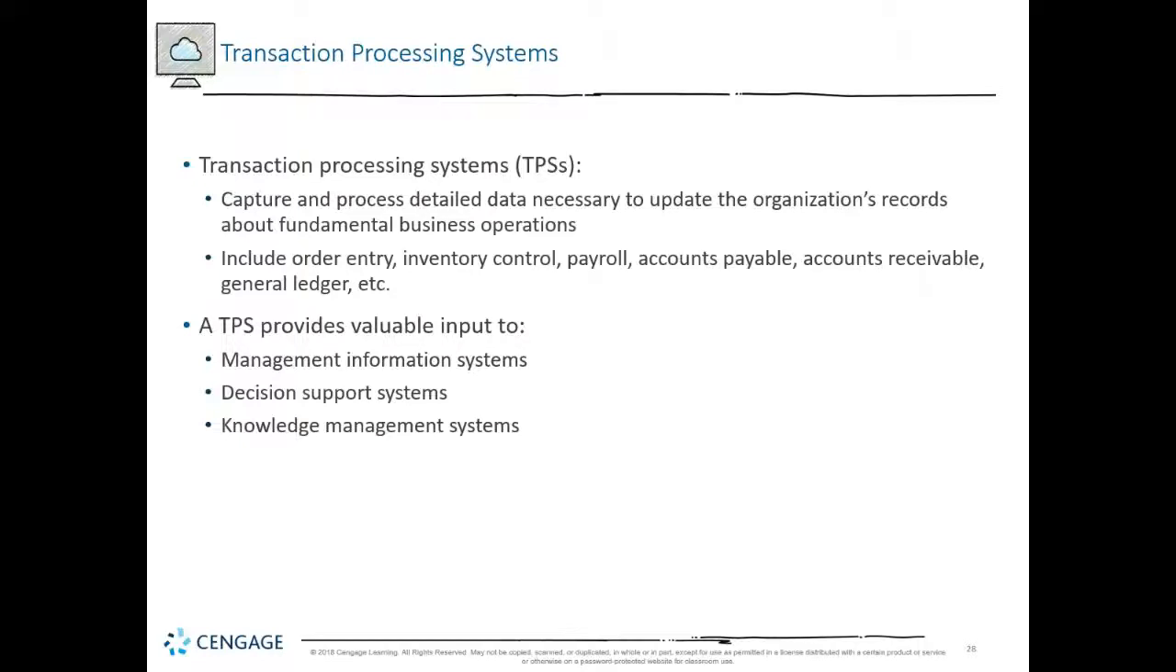Transaction processing system. Transaction processing systems (TPS) capture and process the detailed data necessary to update the organization's records about fundamental business operations. These include order entry, inventory control, payroll, accounts payable, accounts receivable, general ledger, etc. A TPS provides valuable input to management information systems, decision support systems, and knowledge management systems.